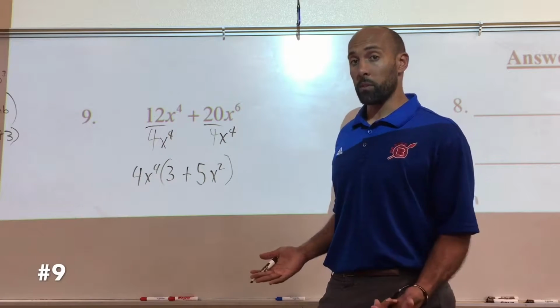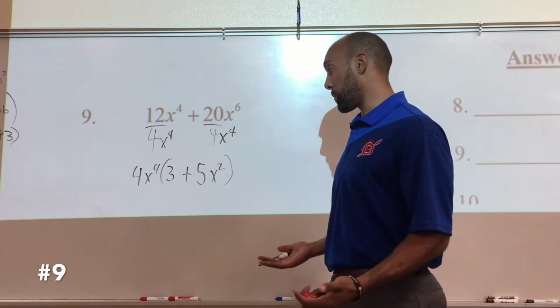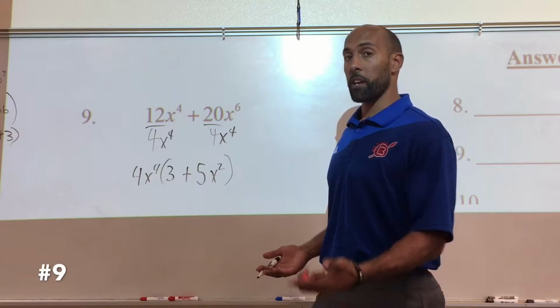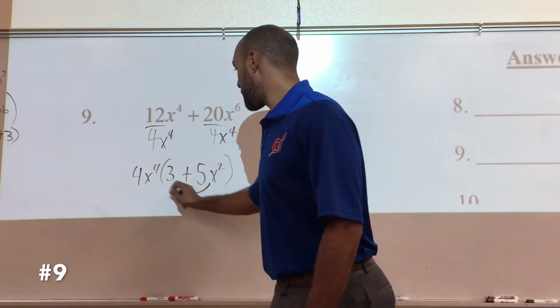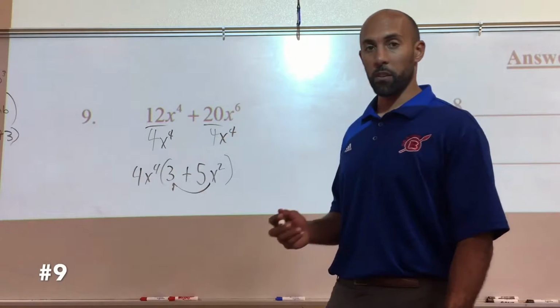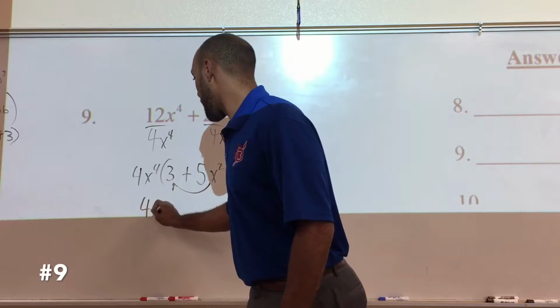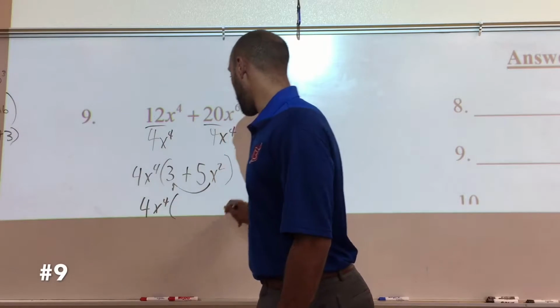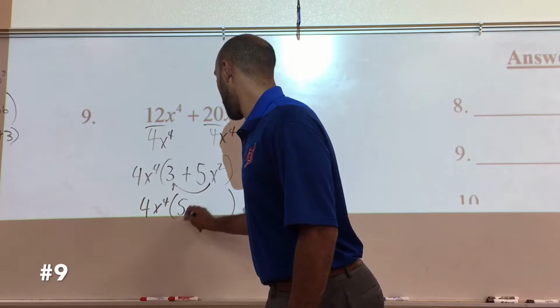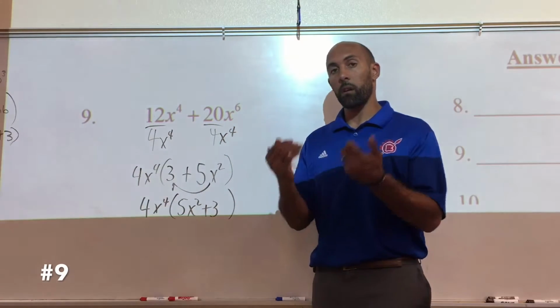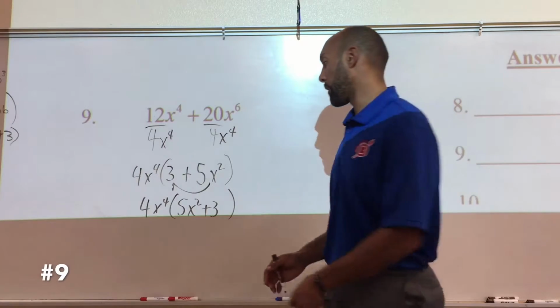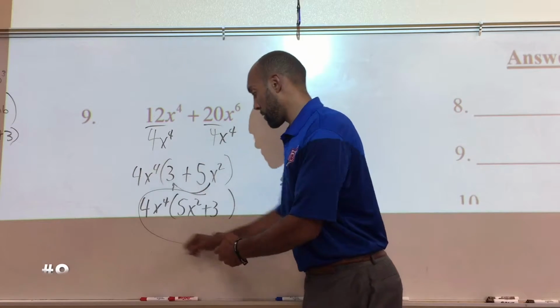But there's a problem. What's the problem? It's supposed to be in standard form. Thank you. These need to be in the right order. Highest exponent goes first. So here we go. 4x to the 4th. So make sure, everyone, you put your highest exponent first.